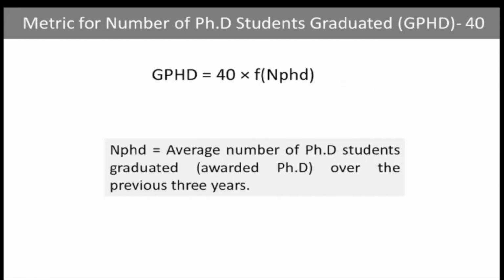Now the next metric is under overall category and it is the metric for number of PhD students graduated, and it carries 40 marks. This metric is not applicable to colleges. So you can see here the formula is very simple. GPHD is equal to 40 multiplied by a function of NPHD. And what is NPHD? NPHD is the average number of PhD students who have graduated over the previous 3 years. So this is self-explanatory. The more PhD students graduating from the institution, the more is the score under this metric.